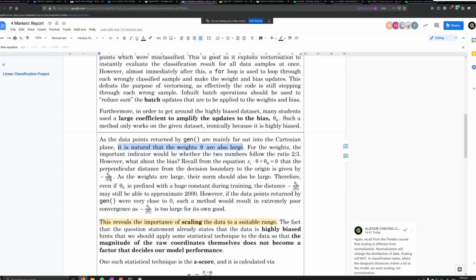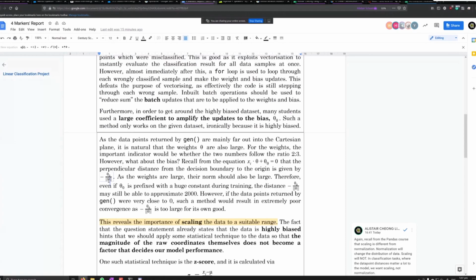And now here's the problem. Your weights are large, which means that your denominator here, the norm of theta, is going to be large. So if you put a huge constant in front of your theta naught, you have a huge number at the top and a huge number at the bottom. End result, it's still roughly okay. It may or may not be able to approximate 2000, which is why, for example, some of you can put maybe 10,000 or 100,000 in front of your bias when you're making your updates.